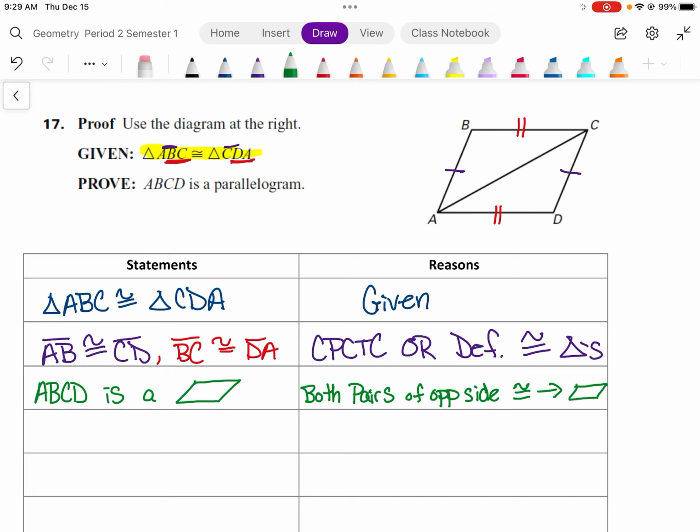There are a few different ways to prove this as a parallelogram, but this is the fastest and easiest way for this example. So instead of trying to make it complicated and going over the other ways, I'm just going to show you this one for now.